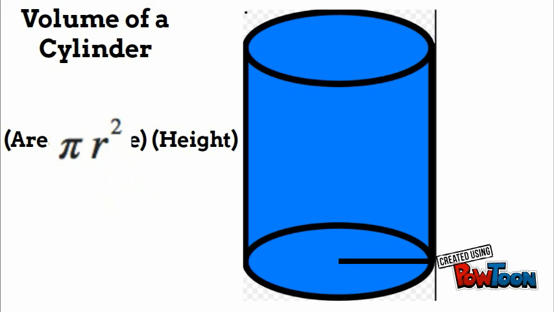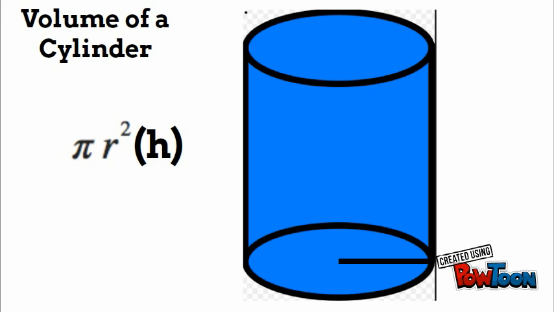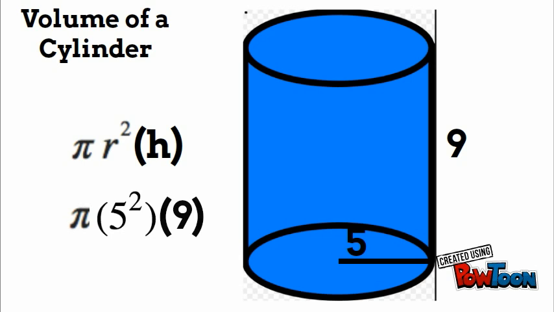So to find the volume, we're going to use pi times radius squared and then multiply that by the height to find the volume of our cylinder. Alright, so let's say our cylinder has a radius of 5 and a height of 9. We're just going to substitute those into our formula. So we get pi times our radius, 5 squared, and times our height of 9.